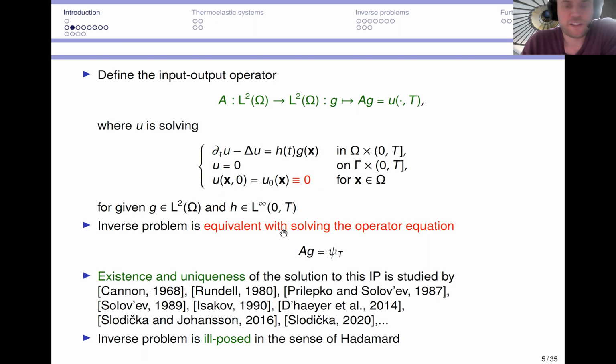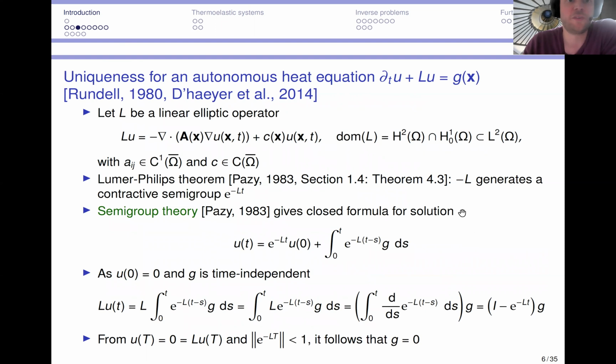This is a classical example of an ill-posed problem, and the existence and uniqueness of a solution to this inverse problem has been studied by many authors. I will now give an overview of these results.